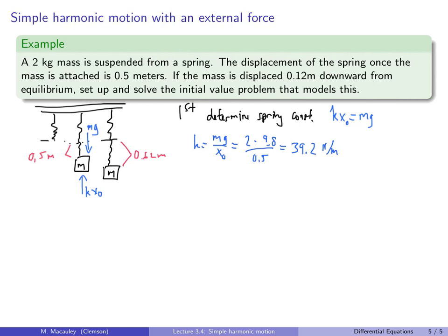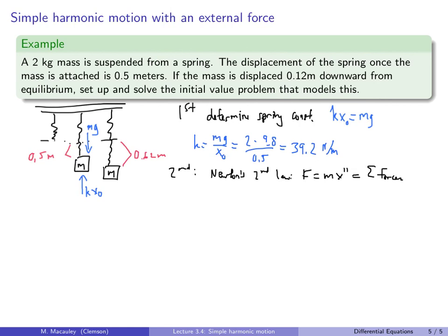Okay, so now that we've determined what this spring constant is, let's set up the differential equation. So how do I want to write that? Let's use Newton's second law. That is force is mass times acceleration, m x double prime, which is the sum of the forces that act on the spring. And in this case, it's just going to be gravity and the spring force.